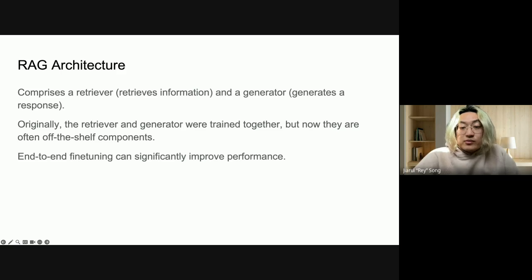Historically, in the original RAG implementation, the retriever and the generative model were trained together. However, in contemporary RAG systems, it's more common to use pre-trained, off-the-shelf retrievers and generative models. It is important to note that fine-tuning the entire RAG system, including both the retriever and the generator, could lead to a significant improvement in performance.